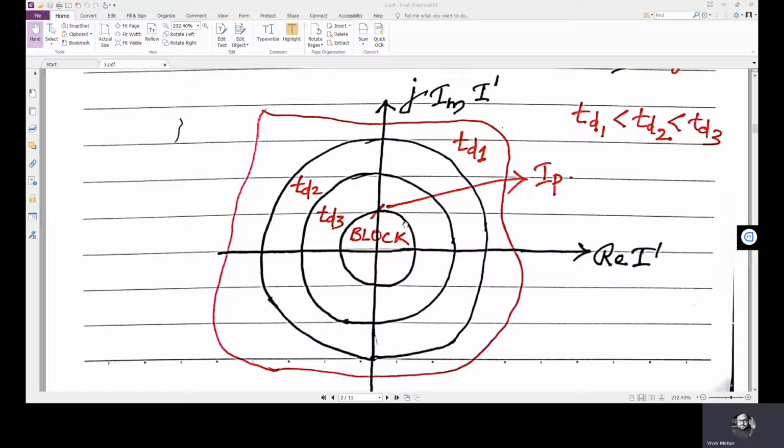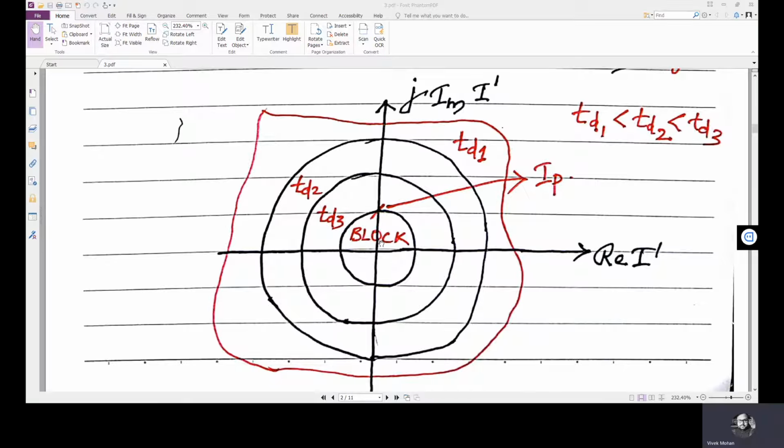Then if I dash is greater than IP and less than the radius of this circle, or if I dash corresponds to this region, which is TD3, then the corresponding time delay TD3 will be the duration after which the circuit is isolated. Now, if I dash is still more than this, that is, if it is in the TD2 region, then the corresponding time delay is TD2. Now, if it is beyond that, then TD1 is the time delay. And you can see here TD1 is less than TD2 is less than TD3.